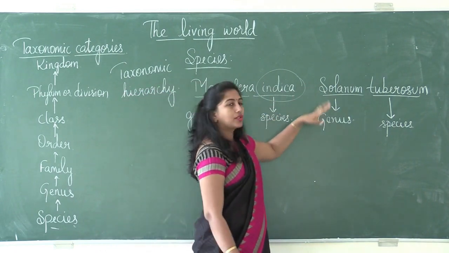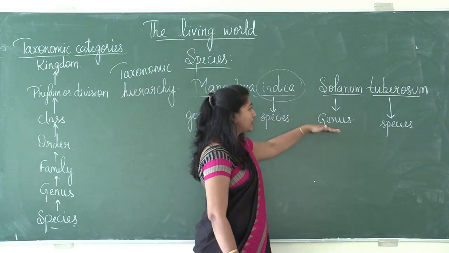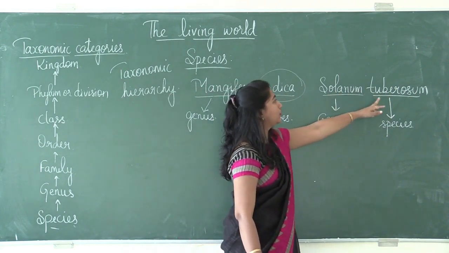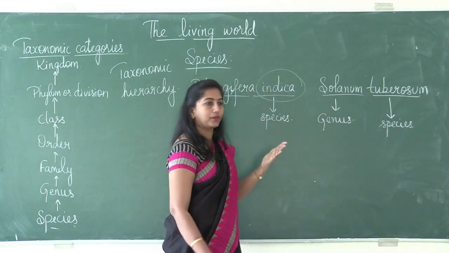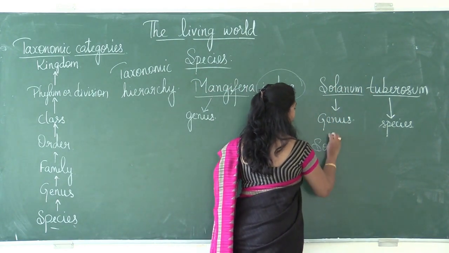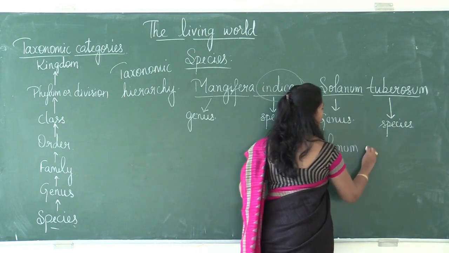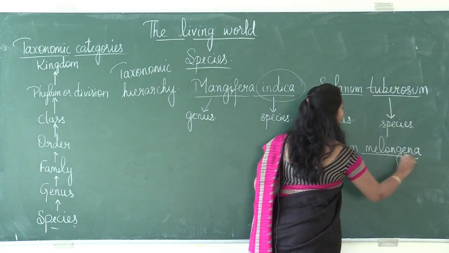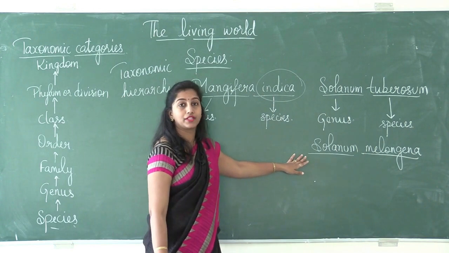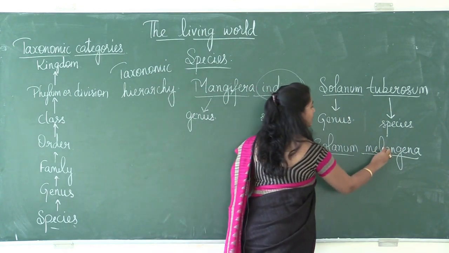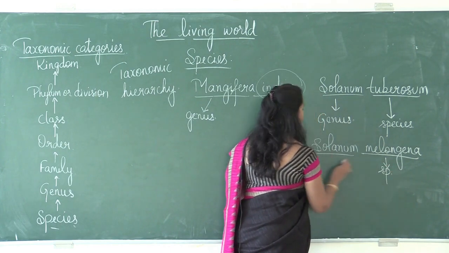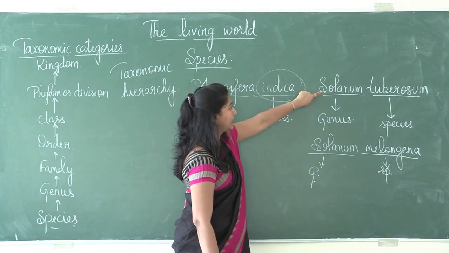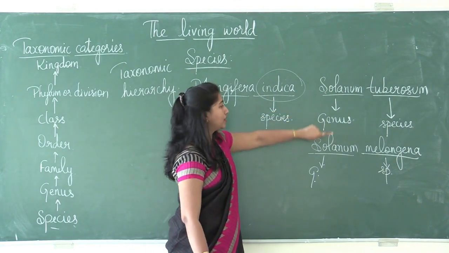Now you should know one more thing, that in one genus there may be many species. For example, Solanum tuberosum is the botanical name of potato. Now I'll give you another example. Solanum melongena. This is the botanical name of brinjal. All of you are aware that melongena forms the species name and Solanum forms the genus name. If you observe, the genus name is the same, Solanum.